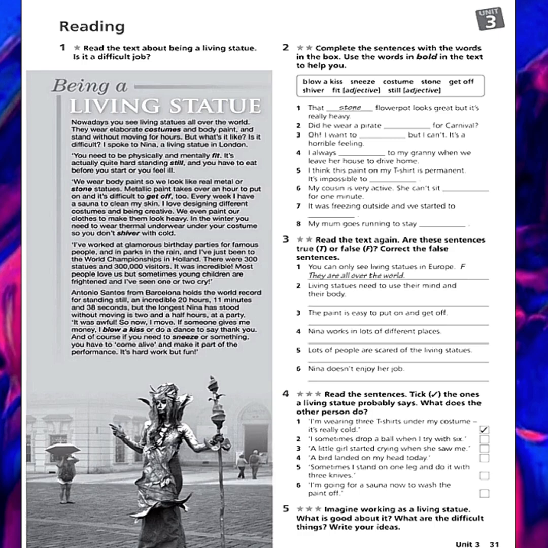Section 3. Read the text again. Are these sentences true or false? Correct the false sentences. Section 4. Read the sentences. Tick the ones a living statue probably says. What does the other person do?